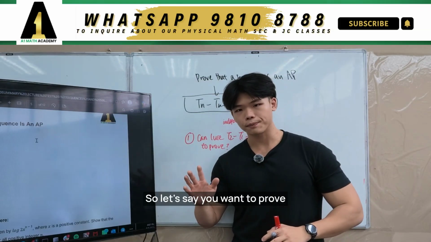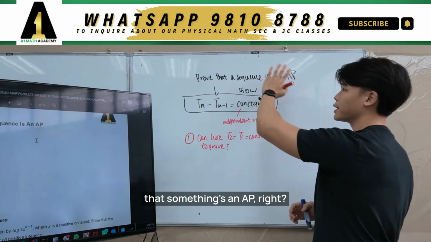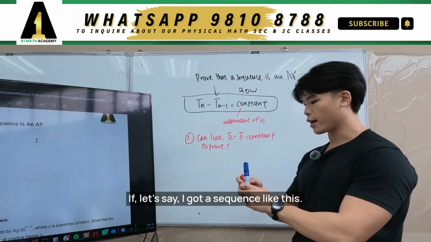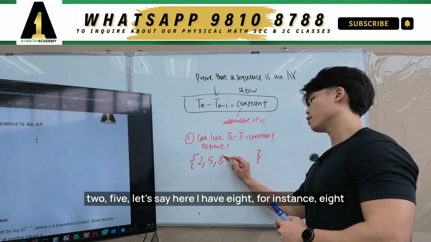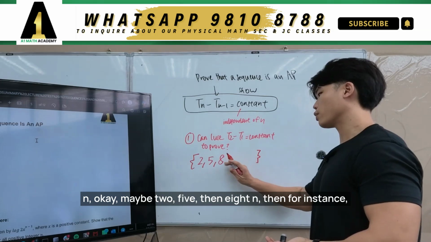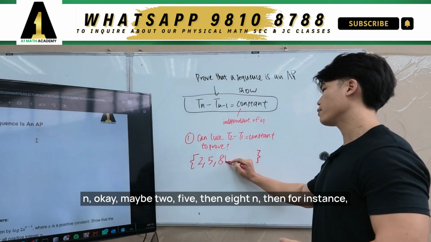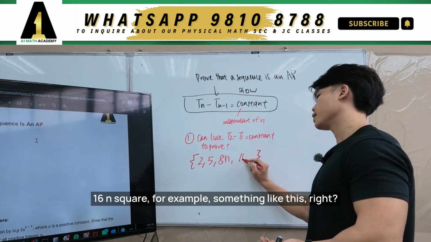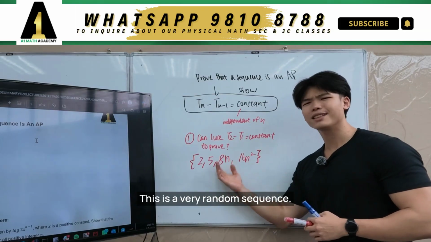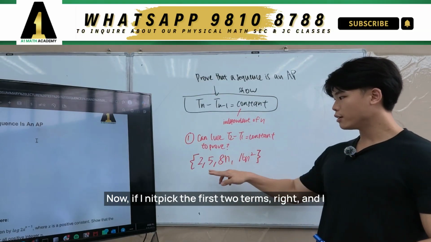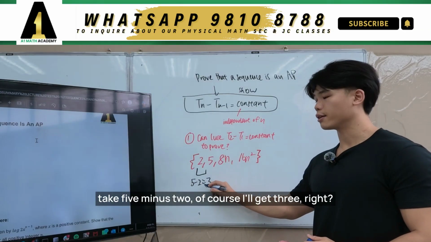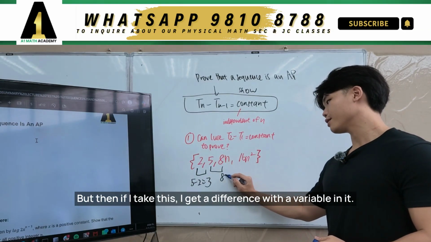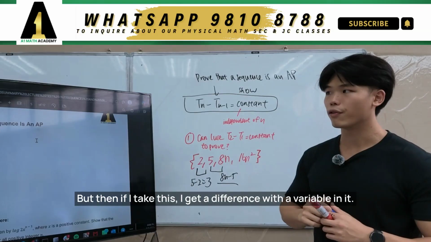So let's say you want to prove that something is an AP. If, let's say, I got a sequence like this, 2, 5, then 8n, then, for instance, 16n squared, something like this. This is a very random sequence. Now, if I nitpick the first two terms, and I take 5 minus 2, of course I'll get 3, right? But then if I take the next difference, I get a difference with a variable in it.